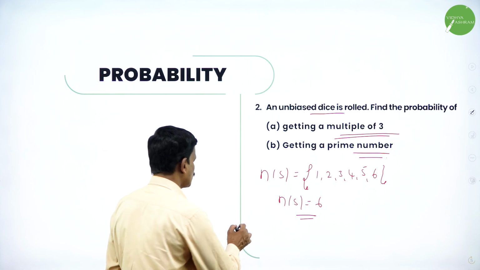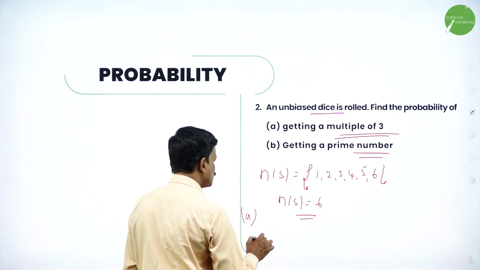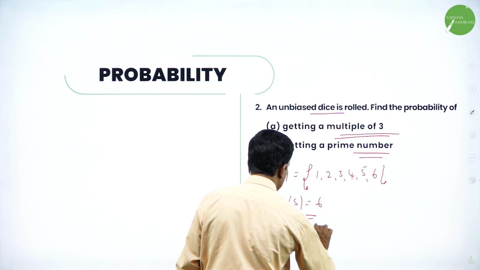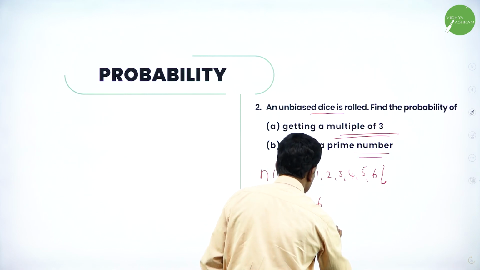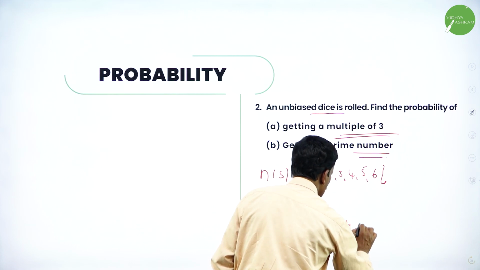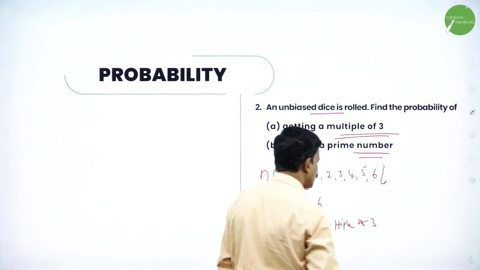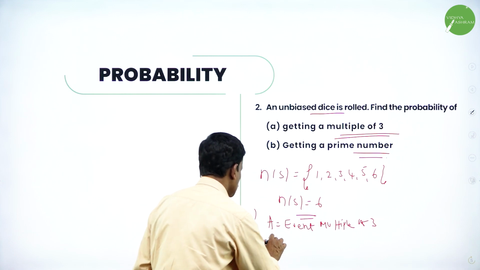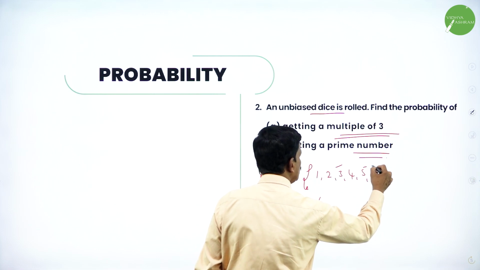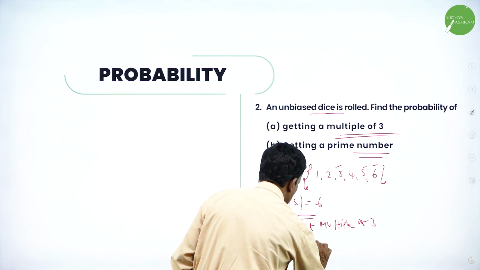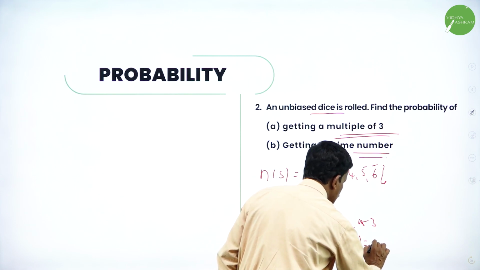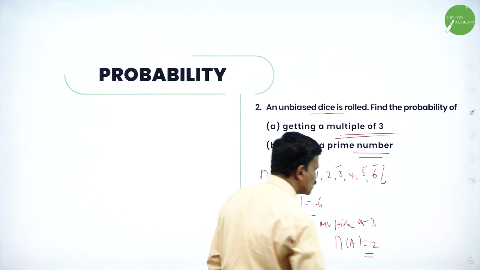Now let us define the first one. Let us define an event A of getting a multiple of 3. What is A here? The multiples of 3 are 3 and 6. So the number of elements in A is equal to 2. N of A is equal to 2.